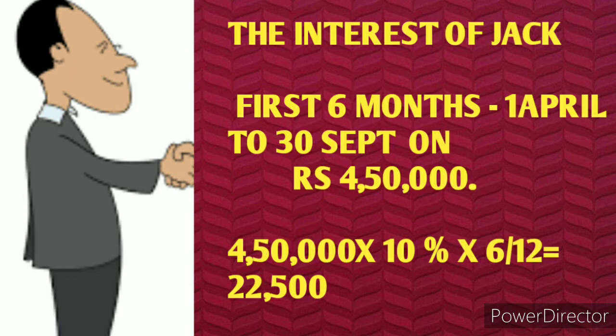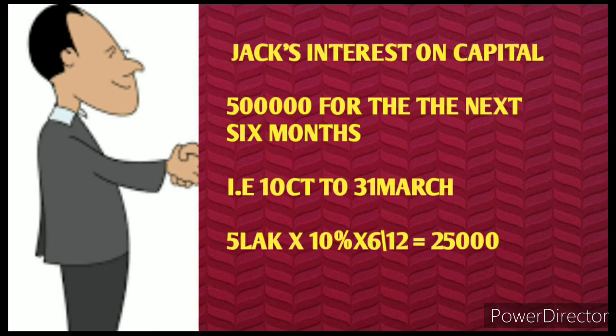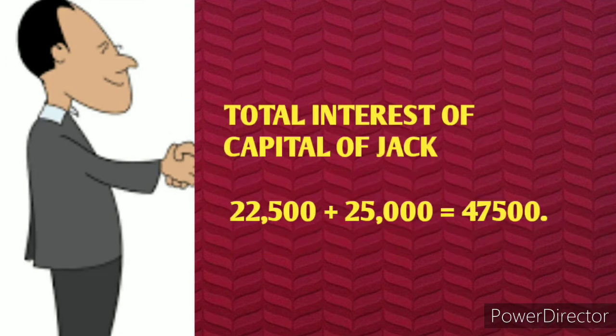And next, interest will be calculated on 5 lakh for the next 6 months, means 1st October to 31st March. 5 lakh multiply 10% multiply 6 by 12. After calculating, we will get 25,000. So the total interest on the capital of Jack will be 47,500 after adding the interest of the first 6 months and the interest of the next 6 months.